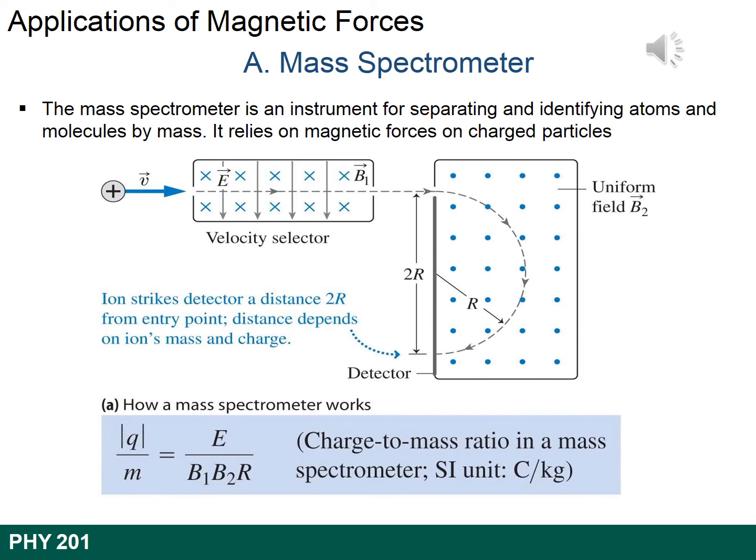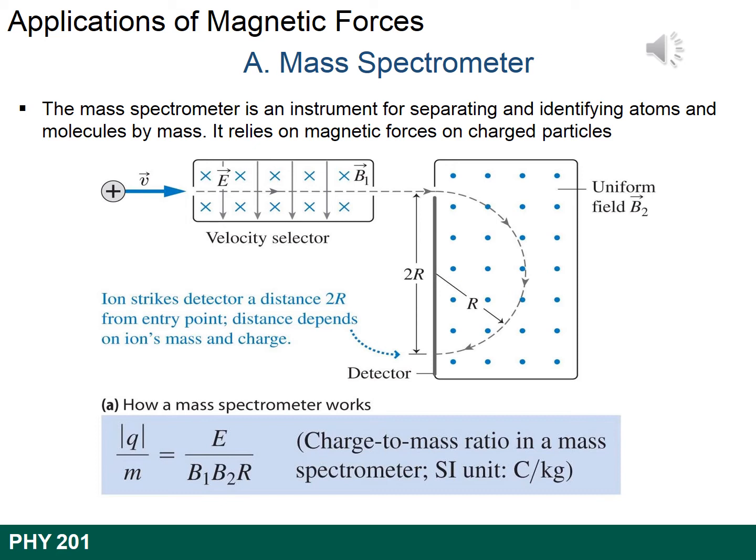The mass spectrometer is also another application for the magnetic force. It is used to identify the particles and to give a spectrum for the material that we have. So to characterize it, it works with, first of all, we have a region where we have crossed fields to accelerate the particle in a direction.